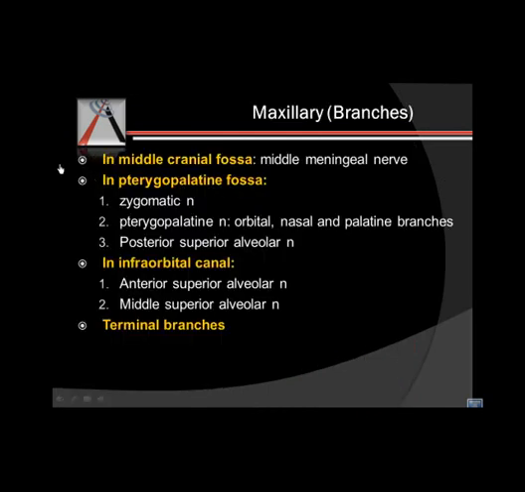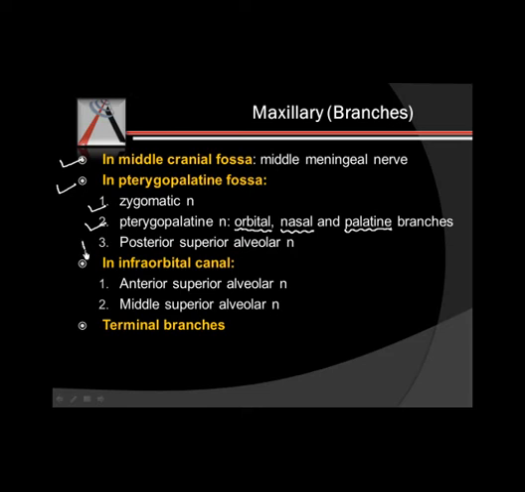In the middle cranial fossa, before entering the foramen rotundum, the maxillary nerve gives the middle meningeal nerve. Then it leaves the cranial cavity through the foramen rotundum to enter the pterygopalatine fossa. In the pterygopalatine fossa, it gives the zygomatic nerve, the pterygopalatine nerve, through which hangs the pterygopalatine ganglion, and that ganglion then gives the orbital, the nasal, and the palatine branches.